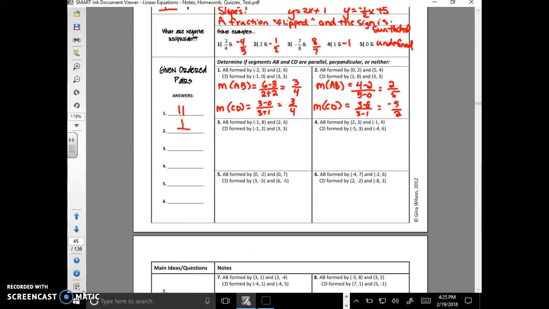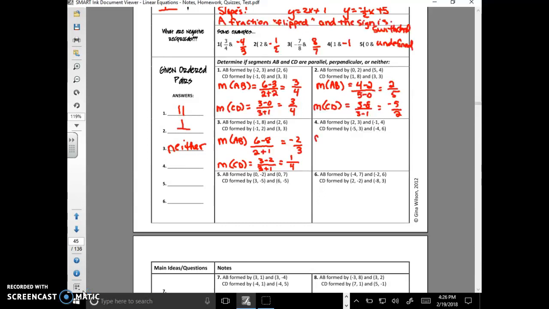Okay, so now we're going to find the slope for number 3. Slope of AB is 6 minus 8 over 2 minus a negative 1, which is really 2 plus 1. So you get negative 2 over 3. And let's find the slope of CD. So we're going to say 3 minus 2 over 3 plus 1. So 3 minus 2 is 1, and 3 plus 1 is 4. Opposite signs, but nothing else is the same. So we're going to say neither for number 3. It's neither parallel nor perpendicular.